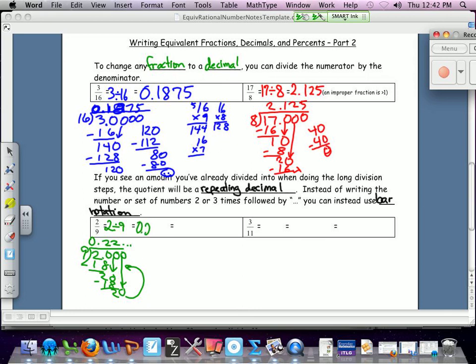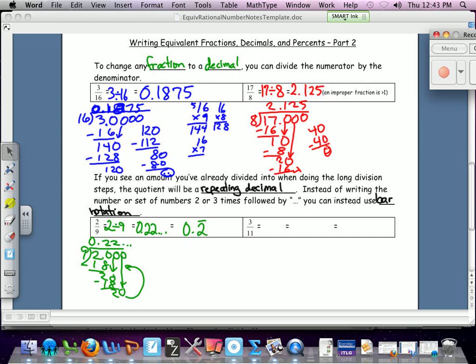Is there a loophole? It's a recursive pattern. So 0.222 dot dot dot, or just 0.2, just the one time, and then a bar over it tells people that that 2 is going to keep happening again and again. And all the nines have this kind of thing going on. So if I have 5 ninths, it's 0.5555555 forever.